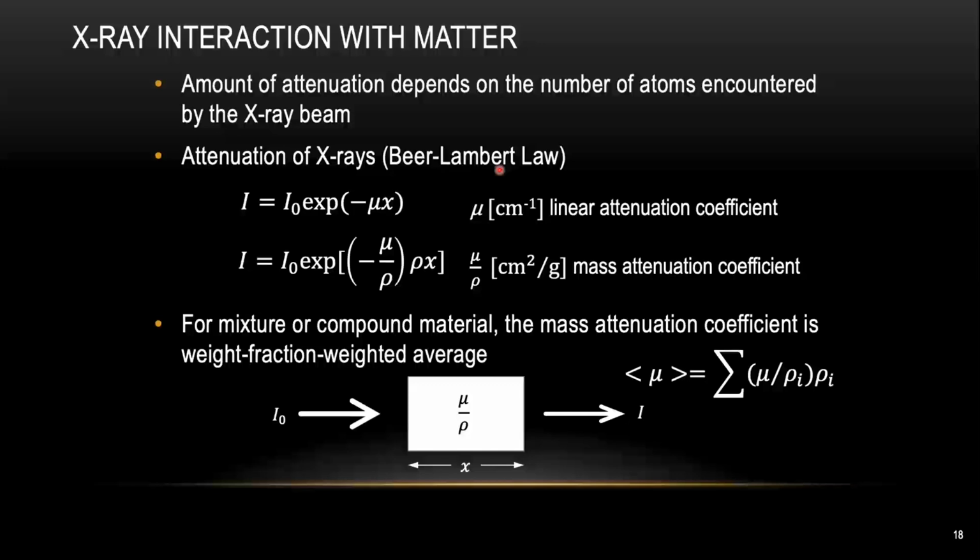And if you divide your linear attenuation coefficient by the mass density here, you get the mass attenuation coefficient, and that's a parameter we mostly deal with when we try to compare different materials inside your sample during micro-CT scanning.